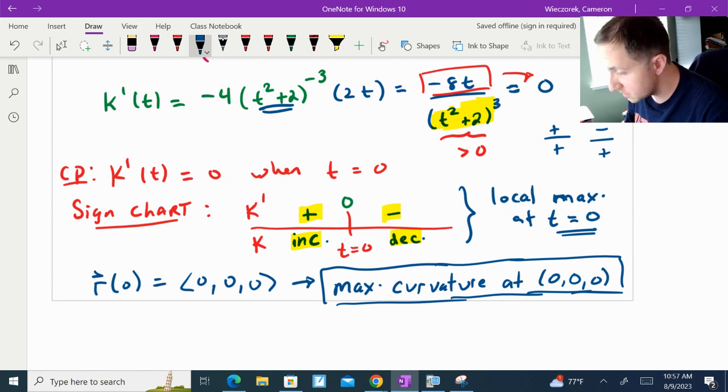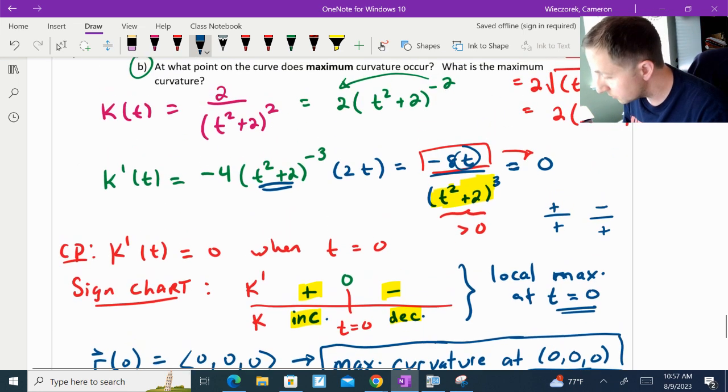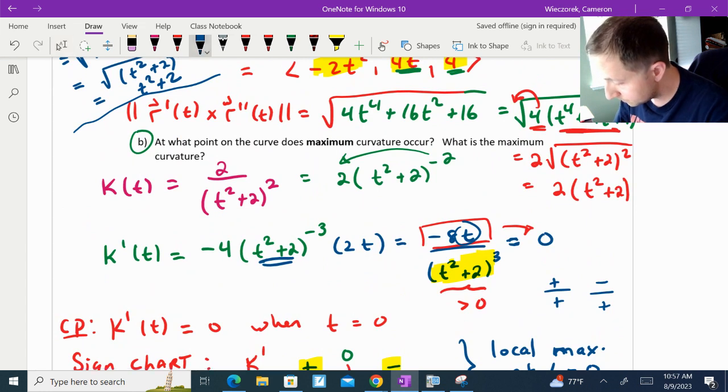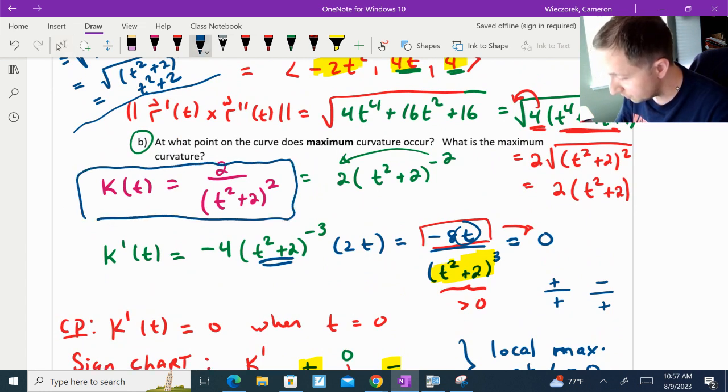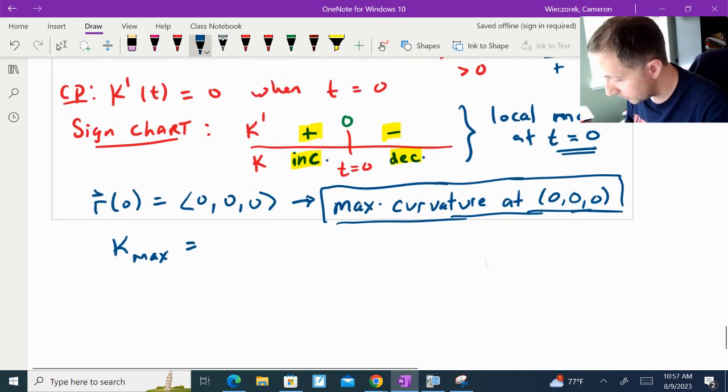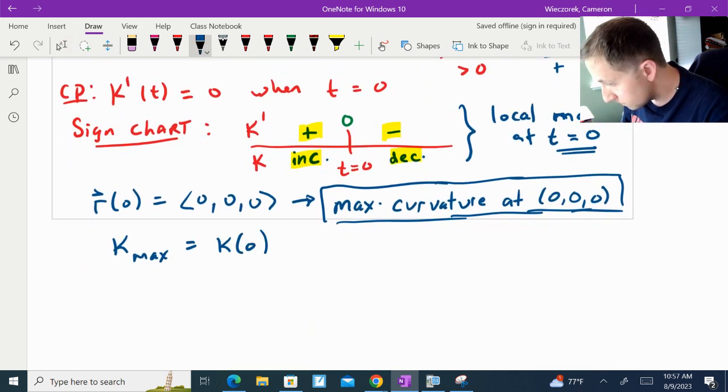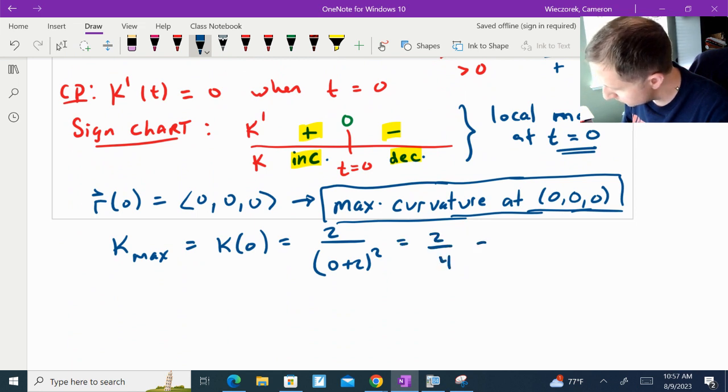They also asked what is the value of the curvature. So the curvature, I'm going to call it K max, is going to be plugging in 0 here for, sorry, we have to go back up to the original function. There we go. This was our curvature function, 2 over t squared plus 2 squared. So we're calculating k of 0. So we end up with 2 over 0 squared plus 2 squared. So we get 2/4 or 1/2.